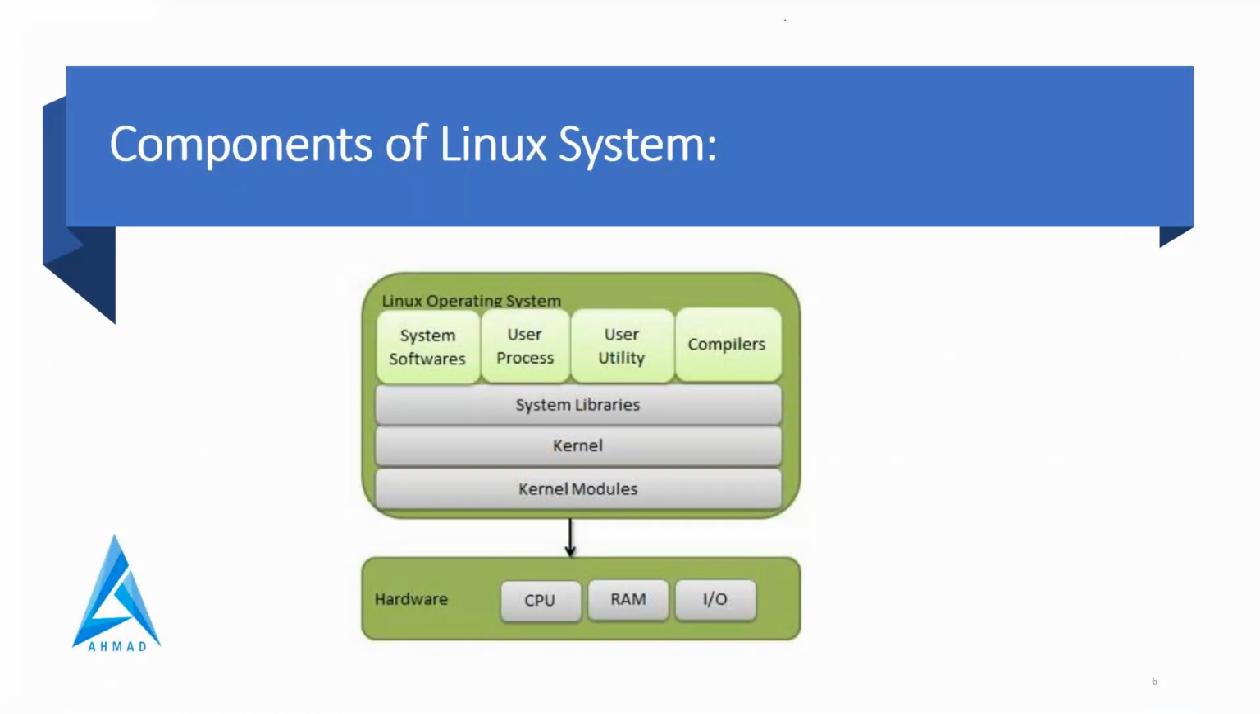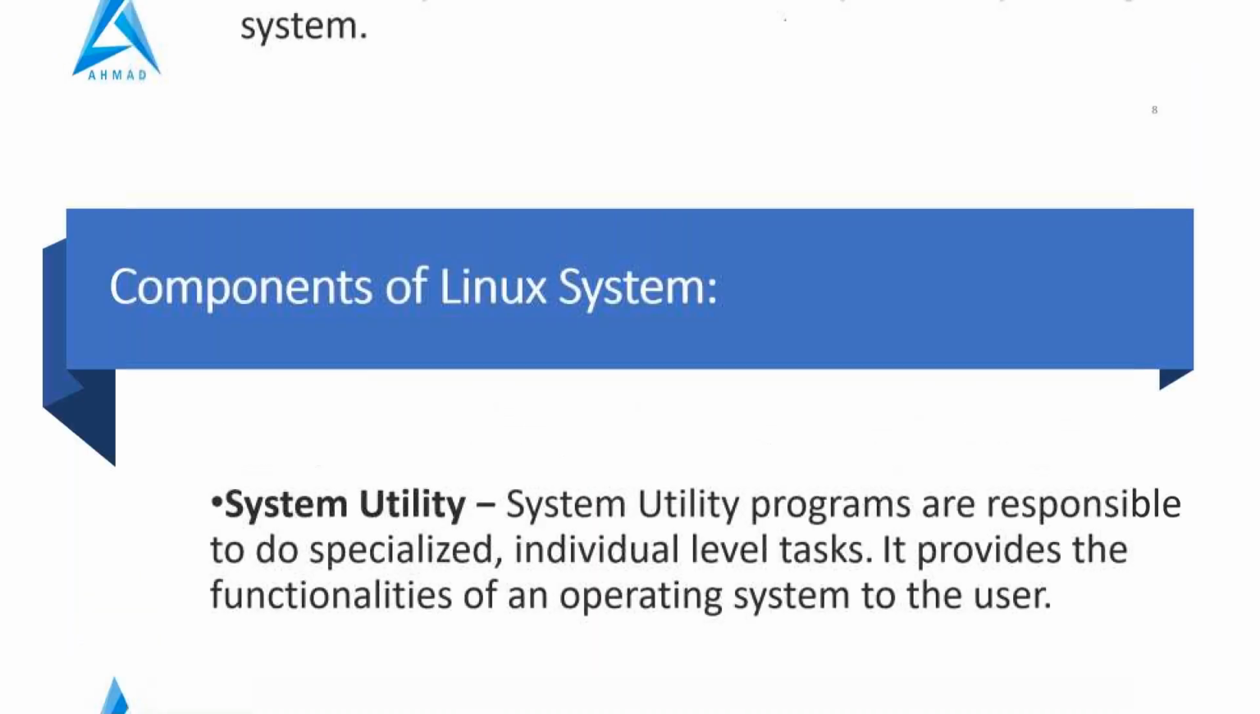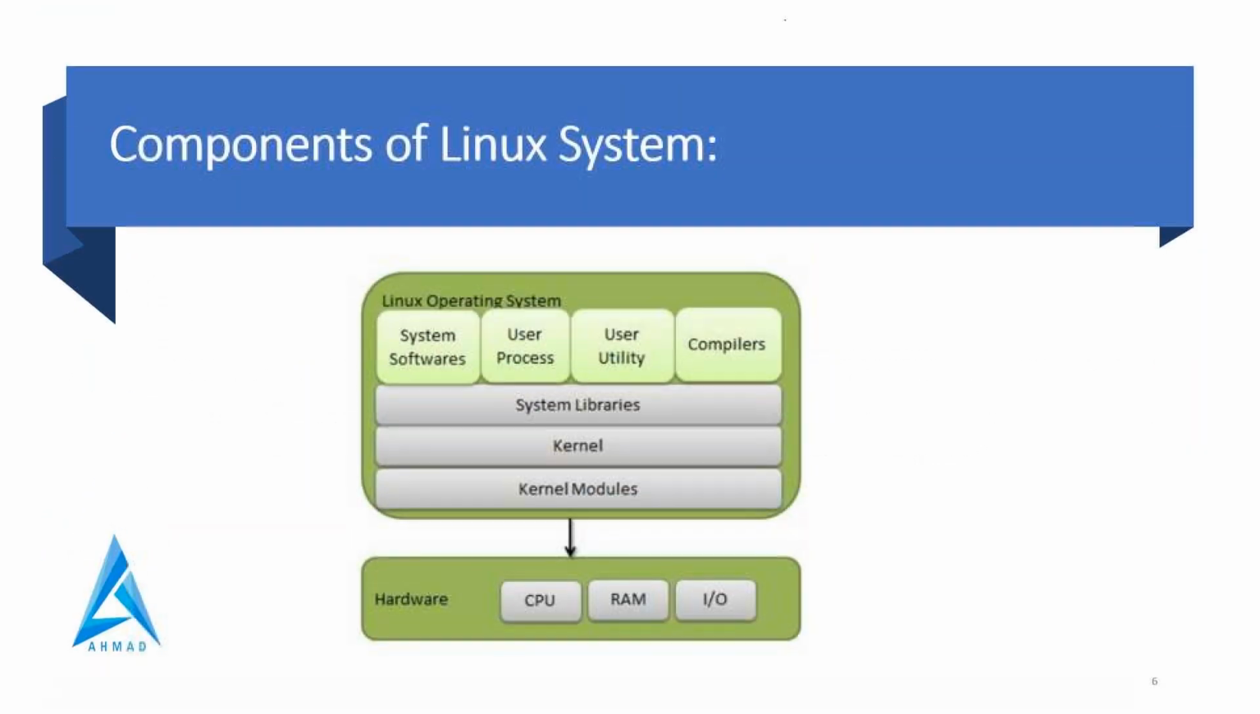And if I talk about components, we have three components: kernel, system library, and system utility. If you see this diagram, here we have system libraries and kernel modules. This is system software, this is user utility, and compilers. So these are the applications. The user is using these applications, and then it comes this way. And for hardware, I have CPU, RAM, and input output, meaning read or write.